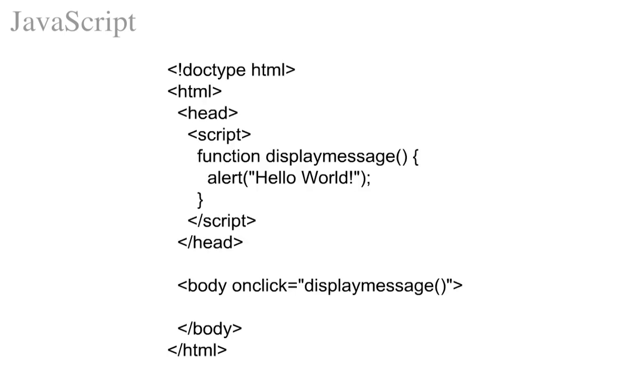In this basic example, a function named displayMessage is written to pop up an alert with the greeting "Hello World" when a user clicks anywhere on a page. As presented in this example, JavaScript is written within the script tags. And in this case, the script tags are nested in the head tags.